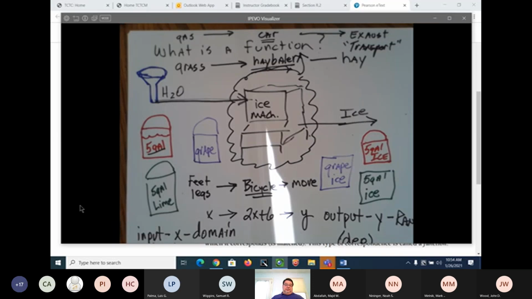That is a function. Now, what algebra teachers don't tell you is they don't make the transition.